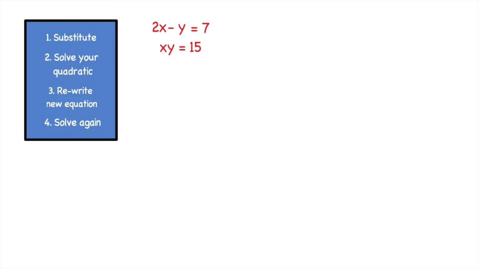To do that, we need either x or y to be the subject of one of the equations. It doesn't matter which one you choose, but I'm going to go for y. Now I'm going to replace the y in the top equation with 2x minus 7.